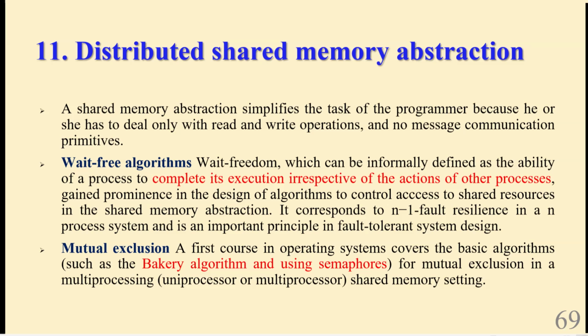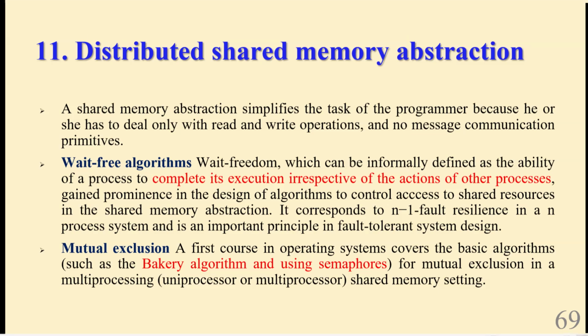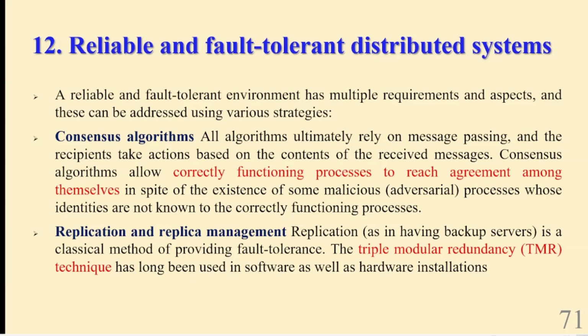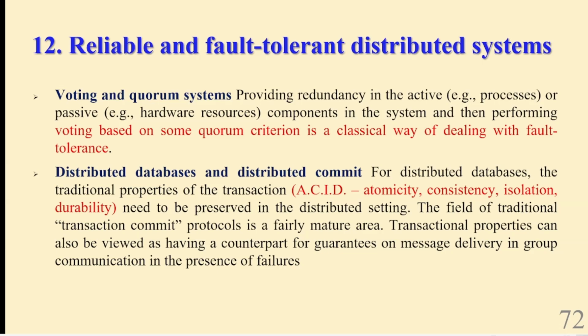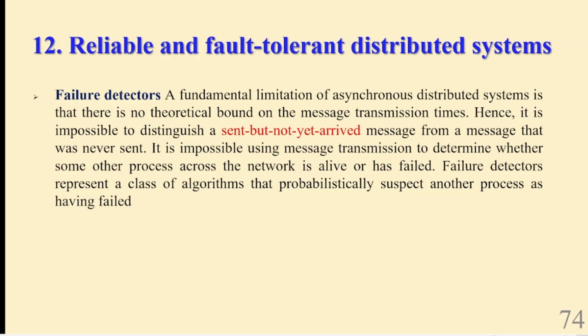Then we have distributed shared memory abstraction. Even though there is no shared memory, the system tries to create an illusion of shared memory. We'll study that in module 4. In the distributed shared memory abstraction itself, there are different things you should know, like wait-free algorithms, mutual exclusion, register construction, consistency model, consensus algorithm, replication and replica management, voting and quorum system, distributed databases and distributed commit, self-stabilizing system, checkpointing and recovery algorithm, failure detectors. These we will be learning in module 4.